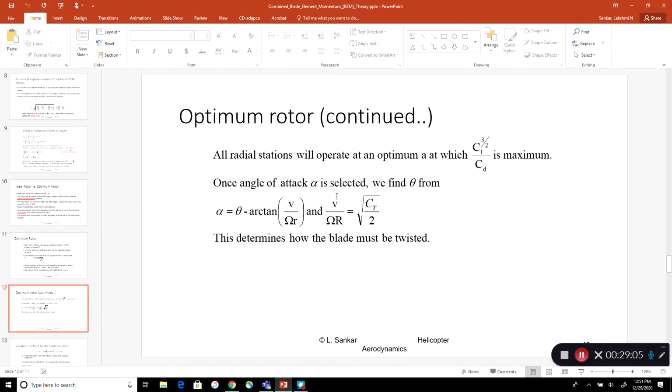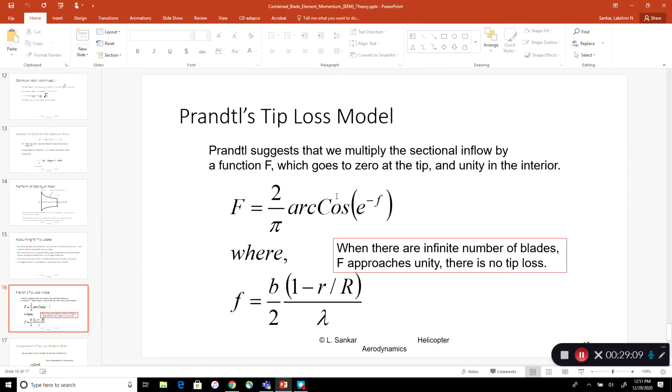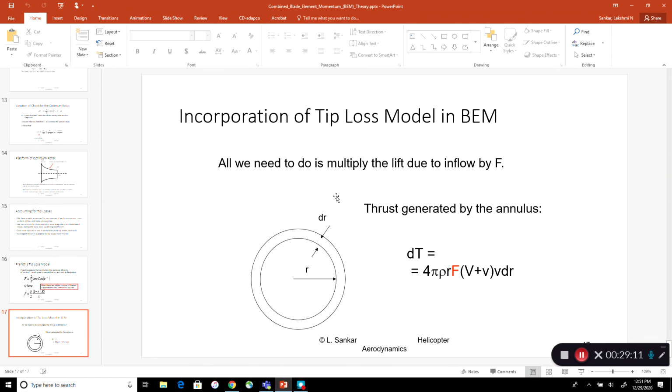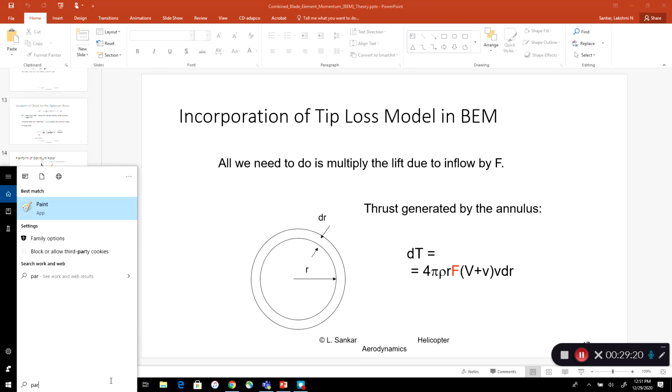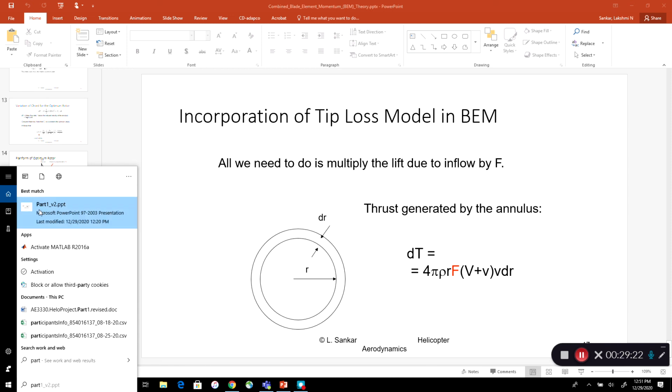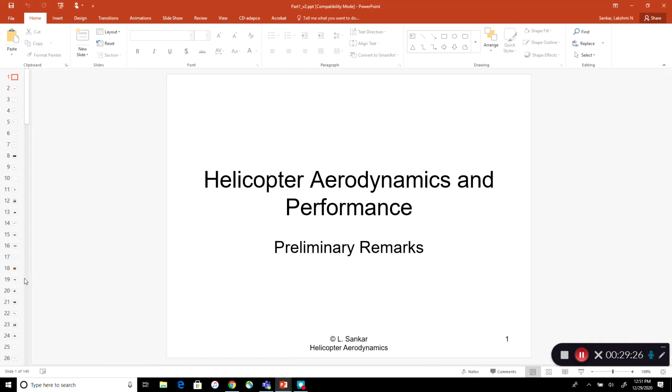I think I'm missing one slide here that I'm going to show you in my next iteration. Let me see where that slide is located. It's in part 1, version 2. My apologies for missing that slide.